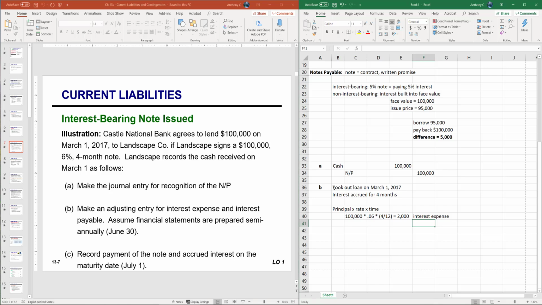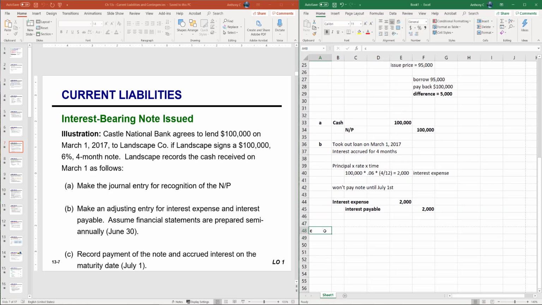Right, now since it's a 4-month note, that means technically we won't actually pay the note until July 1st. So as of June 30th, we're just accruing the interest. So no cash payment. We'll debit interest expense to recognize the expense of $2,000. And since we're not actually paying the interest on June 30th, we'll credit interest payable. Right, because we'll pay it on the next day. So for part B, right, you're out to a debit to interest expense, credit to interest payable.